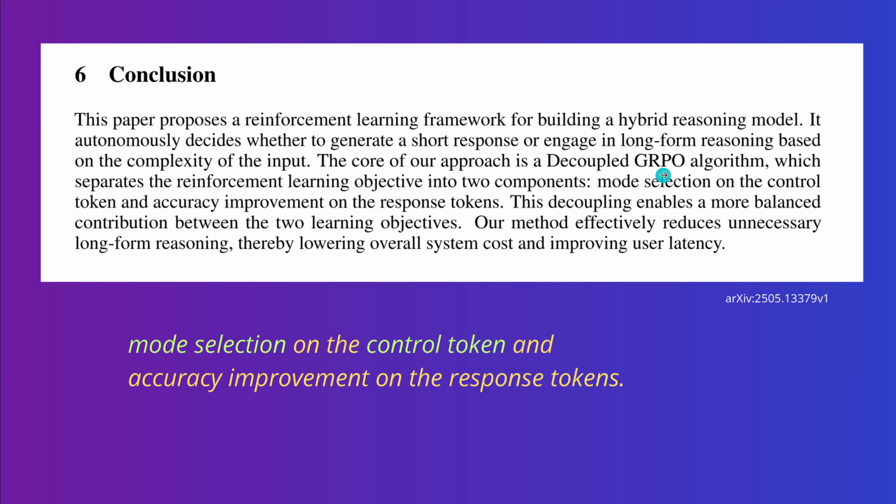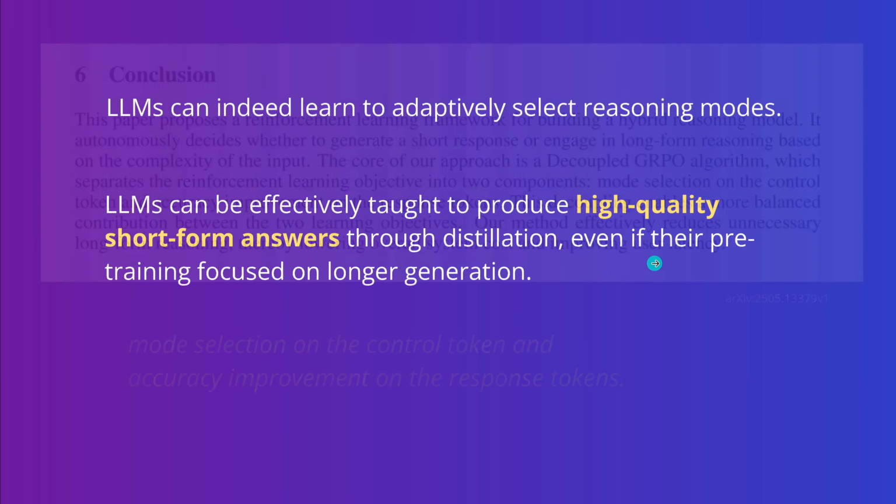At the core, they use a decoupled GRPO, which separates the reinforcement learning objective into two components: the mode selection on the control token, this is step 1, and then, once the mode is defined, the accuracy improvement on the response tokens. Beautiful, stable, and it effectively reduces unnecessary long-form reasoning because the models are so good. They are trained on complexity levels that should be enough for quite a lot of standard everyday problems. Only if you go into science do you say, hey, now I need long-form reasoning.